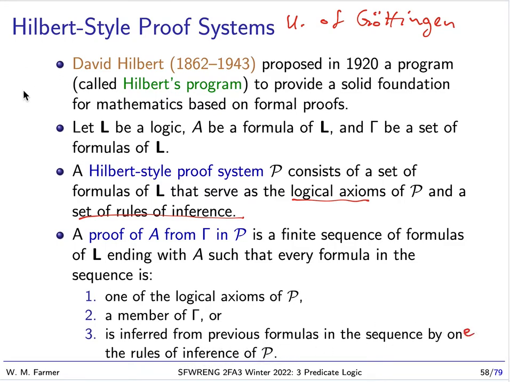So we can think of a proof as just a sequence of formulas. The last formula is A. Each formula is either one of the logical axioms of P, or it's a member of gamma, or it's inferred from previous formulas. So this could be an axiom, this could be an axiom, this could be a member of gamma, and this could be inferred using one of the rules of inference, let's say from B1 and B3. So the idea of what a proof is in a Hilbert-style system is very simple.